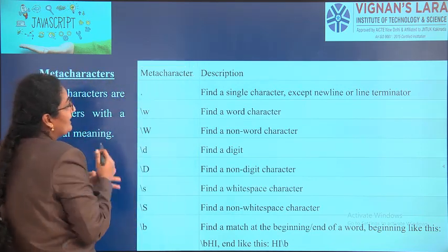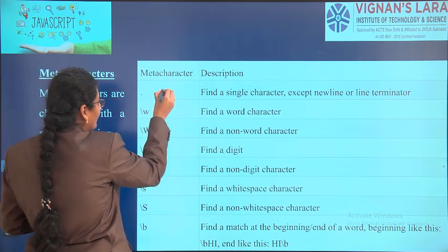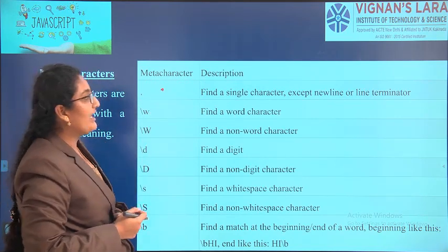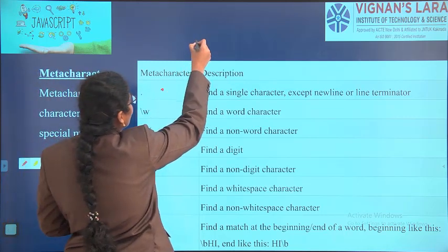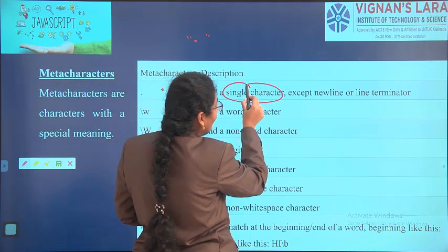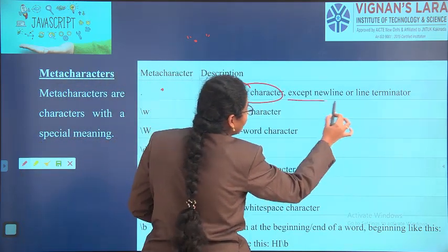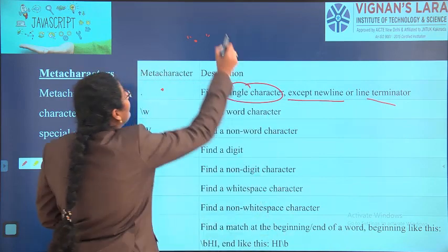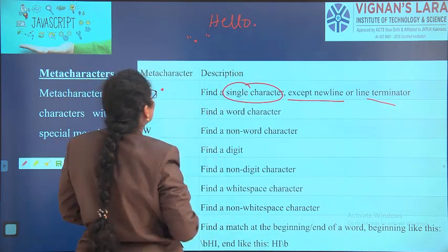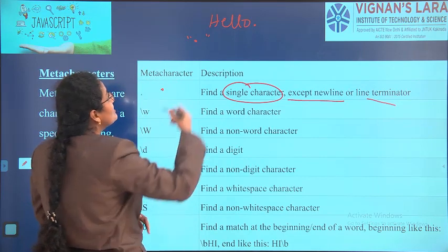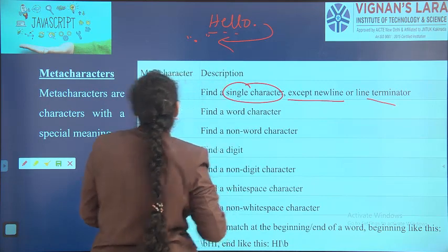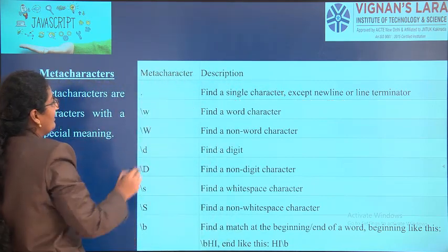So here we will have only characters. See here, dot, full stop, is nothing but find a single character except the new line or line terminator. I have written hello here and I have the meta character full stop. It means you have to find a single character in this, except the new line.